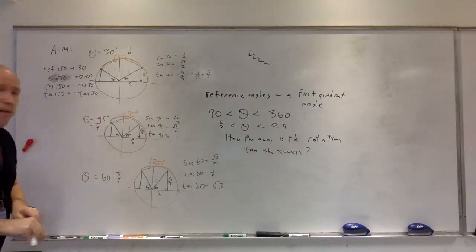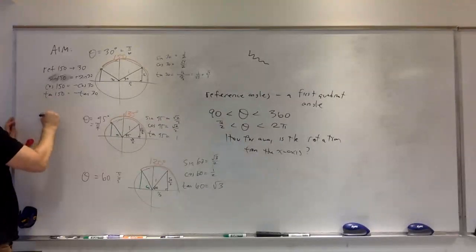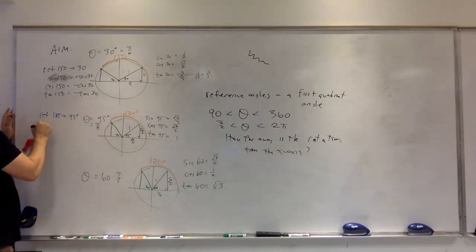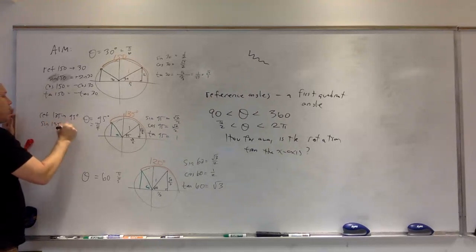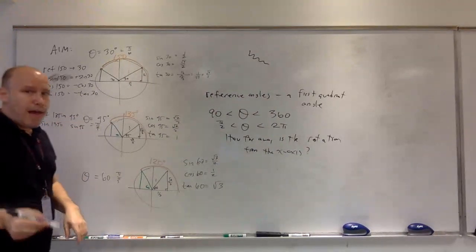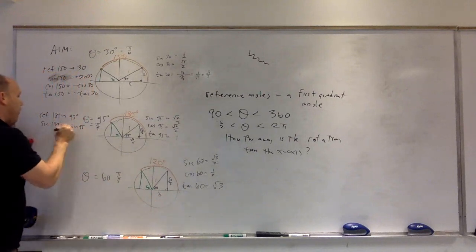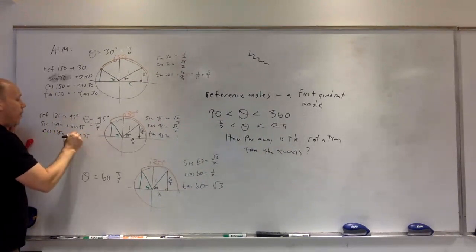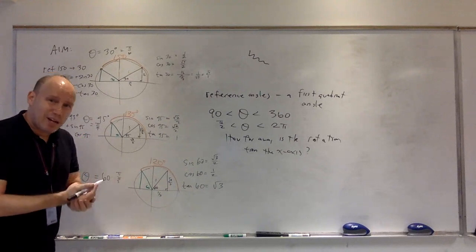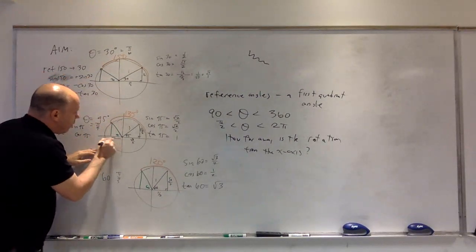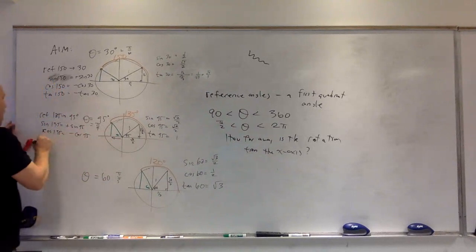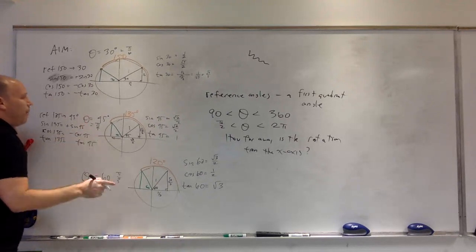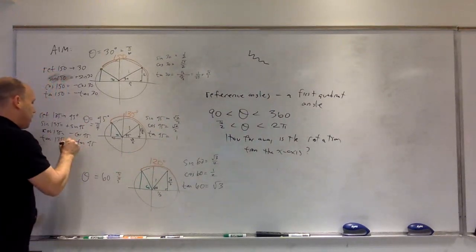Let's take a look at 135. What's the reference angle of 135? We'd say it's 45. Okay, so the sine of 135 is equal to the sine of 45, and sine is positive in the second, so it's positive. The cosine of 135 is the cosine of 45, but because cosine is negative in the second, once again, it's negative. And the tangent of 135 is equal to the tangent of 45, but because tangent is negative in the second, it's negative.